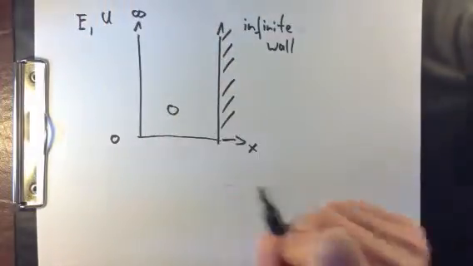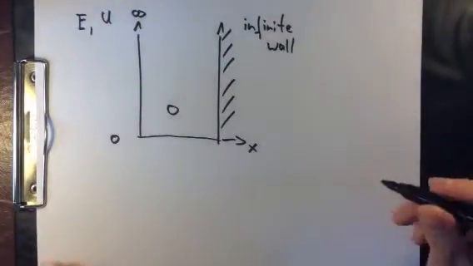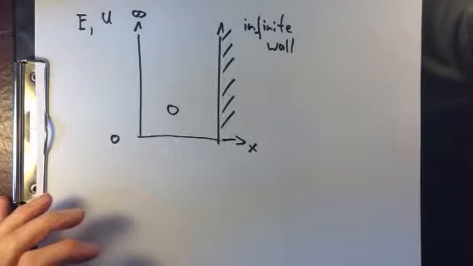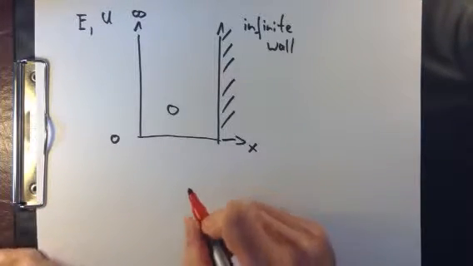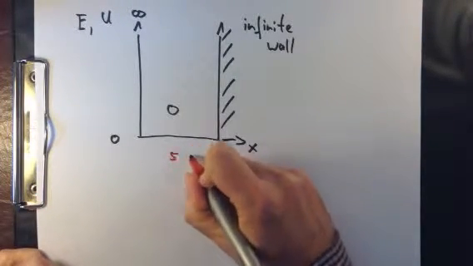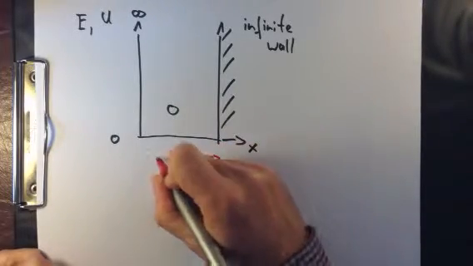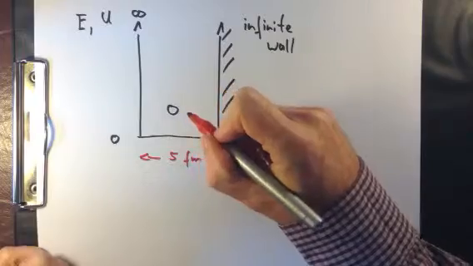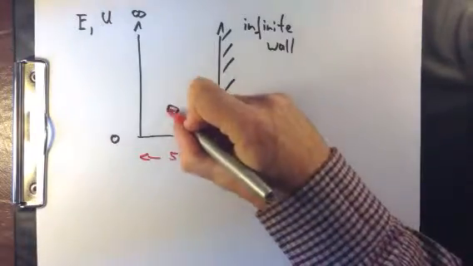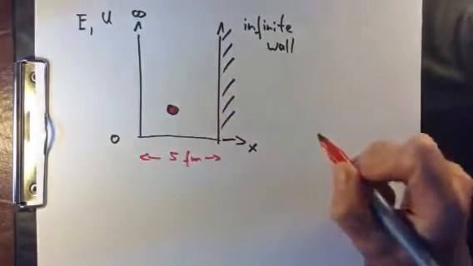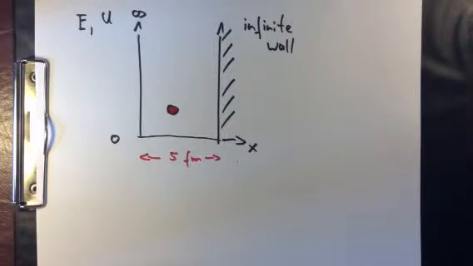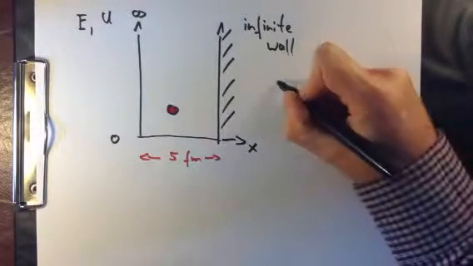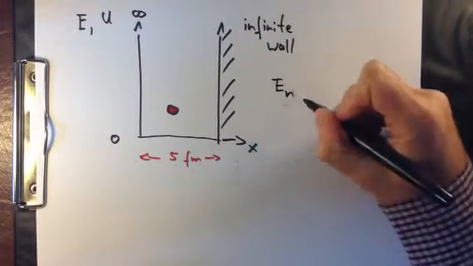And the question is, what is the energy of the neutron in this box, which might have the dimension of 5 femtometers in the case of a nucleus. So all the other nucleons attract the neutron and keep it inside that box. One can solve the Schrödinger equation to solve this problem and obtains that the energies are discrete.